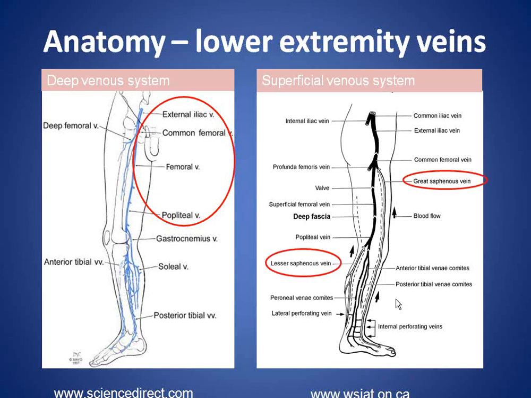In the superficial side, we have the great saphenous vein, also called the greater or long saphenous vein, that goes from the groin to the knee or maybe the calf. The lesser saphenous vein is also called the short saphenous or the small saphenous vein, and that goes from the ankle up to the knee. So two different systems. We're talking about the deep venous system when we're talking about DVT.